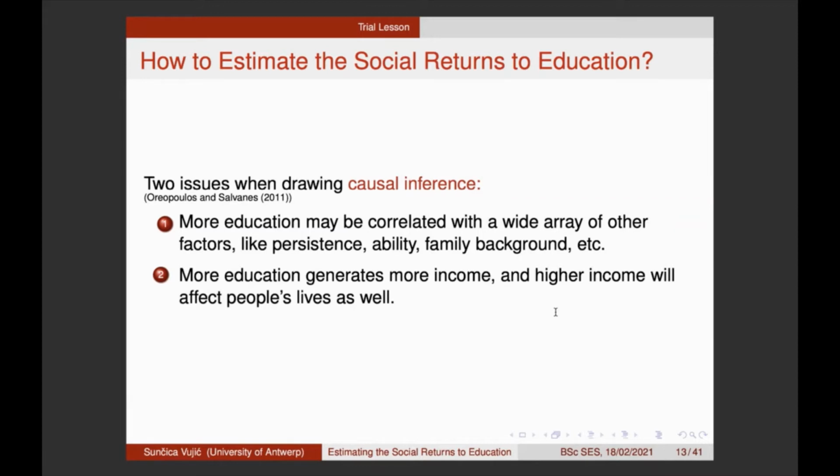And why is it a problem to establish this, not just correlational, but what we call a causal inference? Well, simply because both education and these other outcomes are also affected by a wide array of other factors. You can think of your ability, your persistence, your family background. And we usually call these other things unmeasurable.